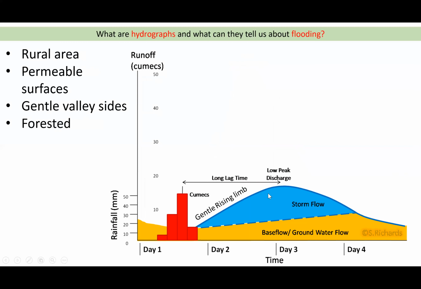And you might see a hydrograph like this if there is a rural area with permeable surfaces. So remember, permeable means the water can infiltrate the soil, so it won't necessarily end up in the river channel. If there are gentle valley sides, the water will take longer to flow into the river channel, or if the area is forested or if there's lots of vegetation. So remember, the leaves will be able to intercept the rainfall and stop it entering the river channel, meaning that the discharge is much lower.